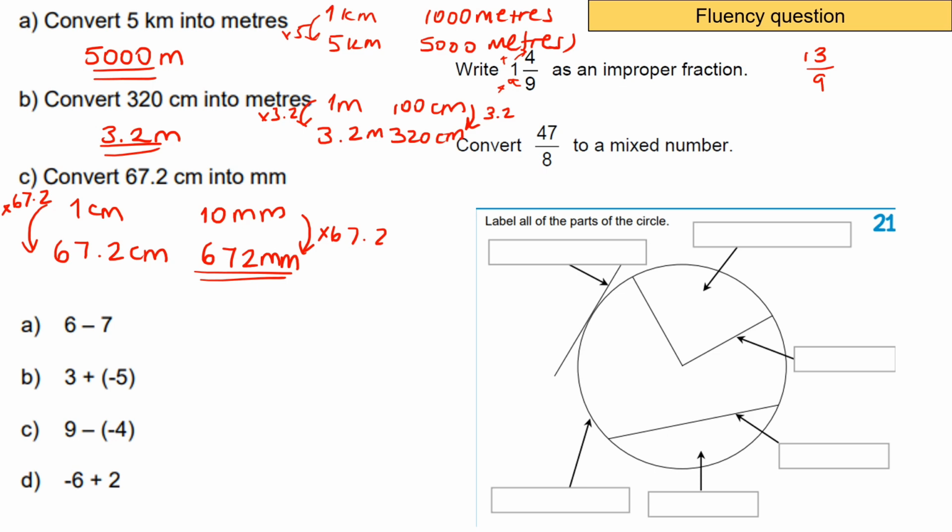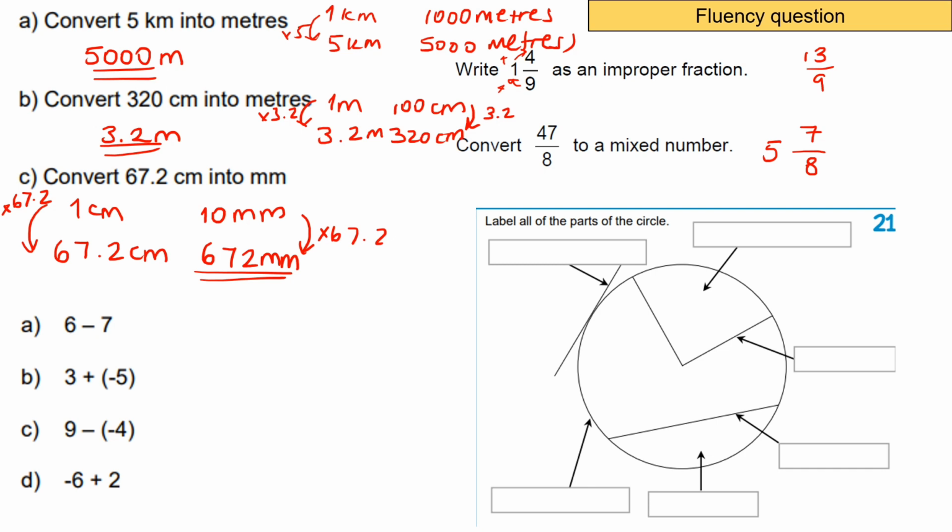And converting 47 out of 8 to a mixed number is going to be 8 times something to give you a number that's close to 47. And then we're going to be adding something on top to make it 47. So I know 8 times 5 is going to give me 40. And then if I add 7 to it, that's going to be 47 out of 8. So that's going to be my final answer.